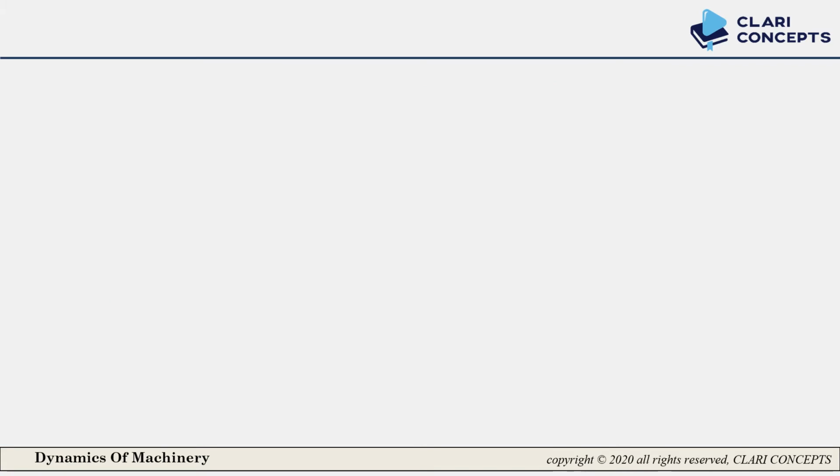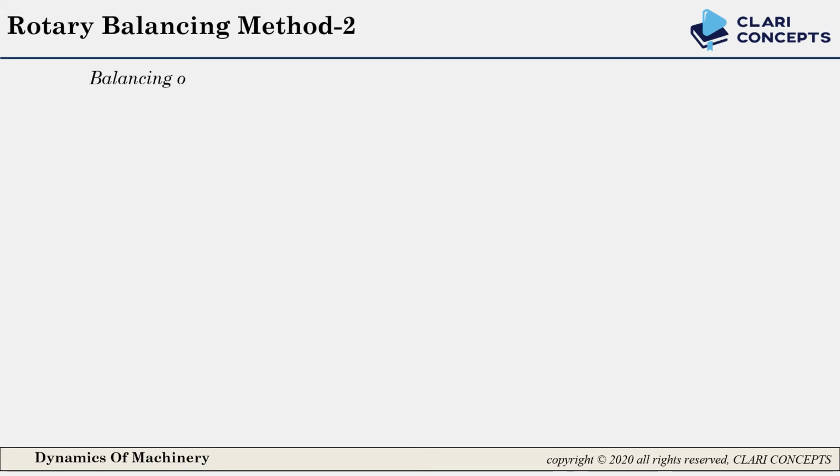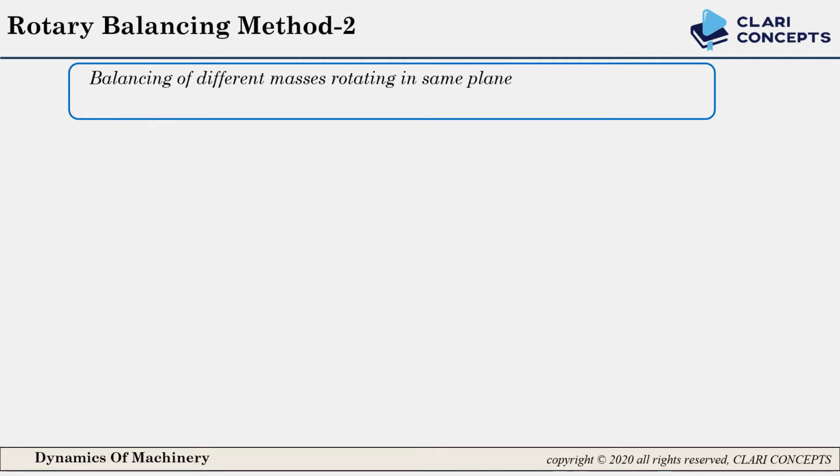So now talk about the next method of rotary balancing, which is the balancing of different masses rotating in the same plane. But here also all masses are kept in the same plane, so no moment or couple is produced in the graphical or analytical method. But why do we need this method? Because if your system structure is complex or has less space, at that time you can't place one mass in one position. For that you have to keep different masses in the same plane at different positions.